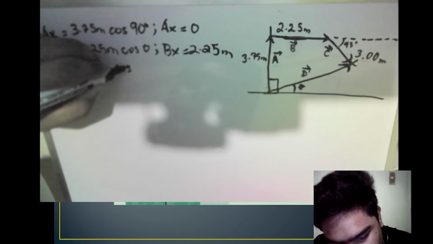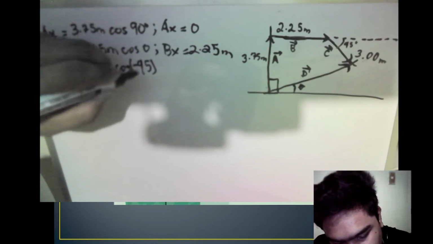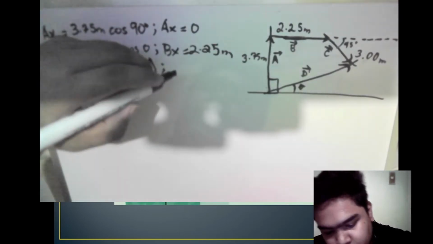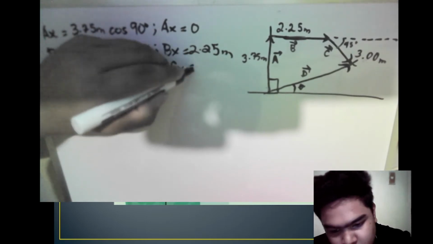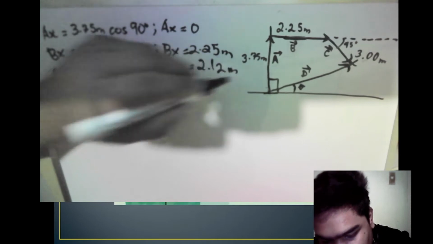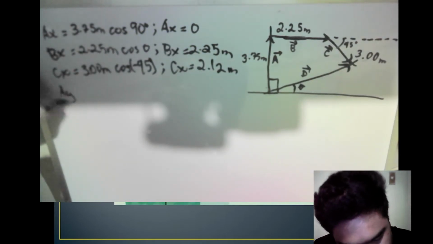cosine of negative 45 degrees. Kaya po siya naging negative 45 is yung nakaplot po siya dito, pero dahil po pababa yung angle niya, negative po yan. So magiging CX is equals to 2.12 meter. So now let's solve for the AY.